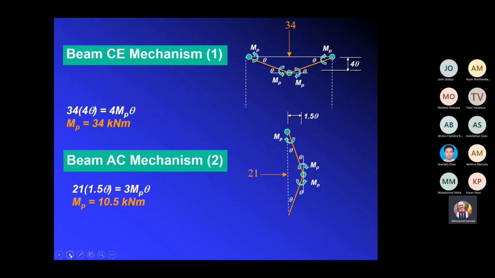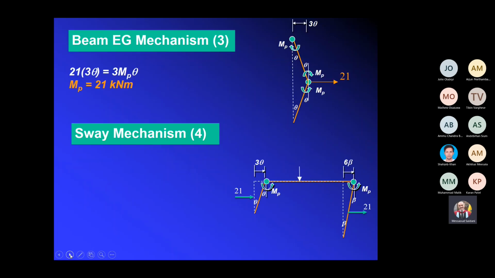Okay, so going back now to the sway mechanism. So now we can write the external work. Here, the displacement is the same as this. We have a simple horizontal movement. So the displacement at the top of this column and the displacement at the top of this column are equal, obviously, because we have a simple sway movement. So therefore, by compatibility, we have 3 theta equal to 6 gamma.